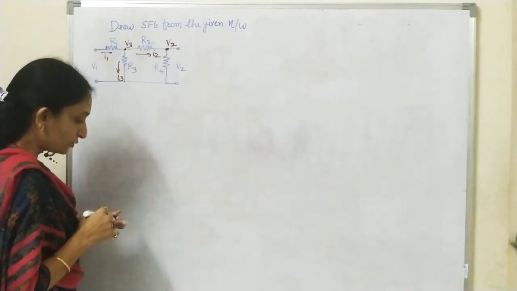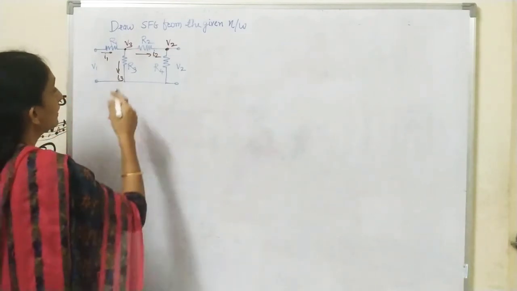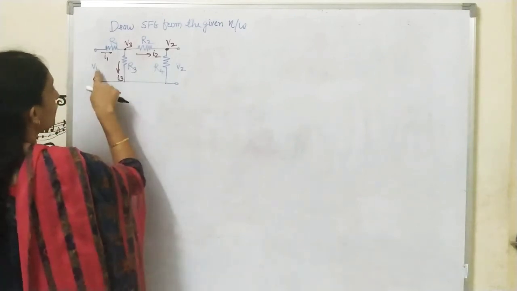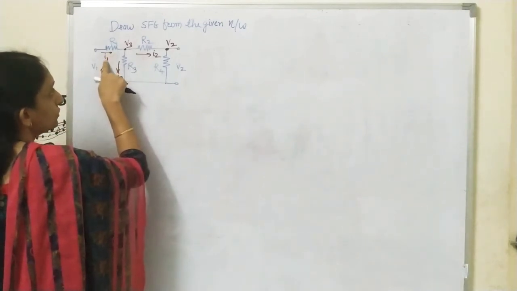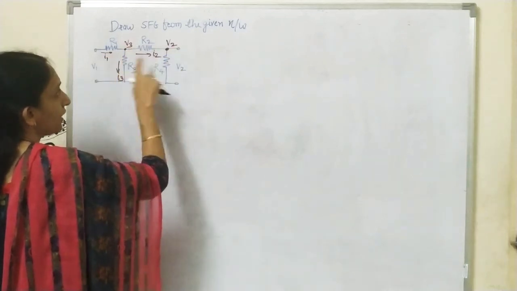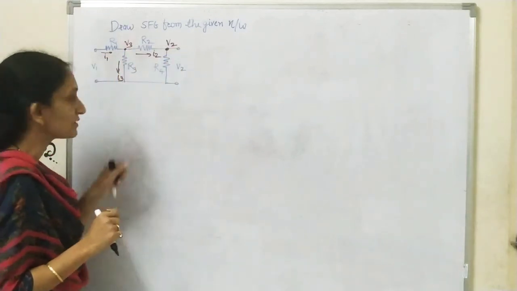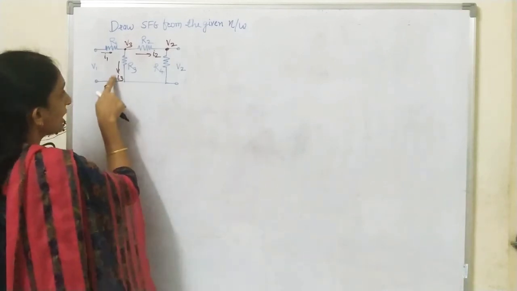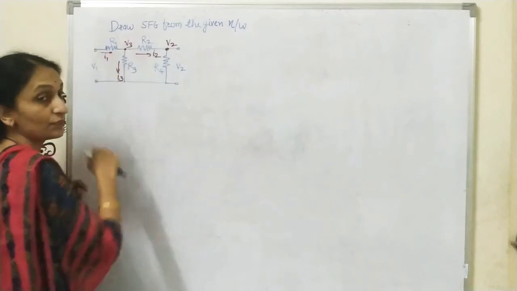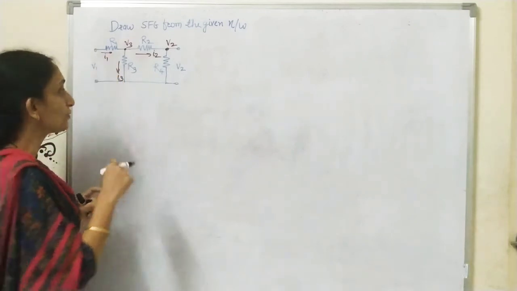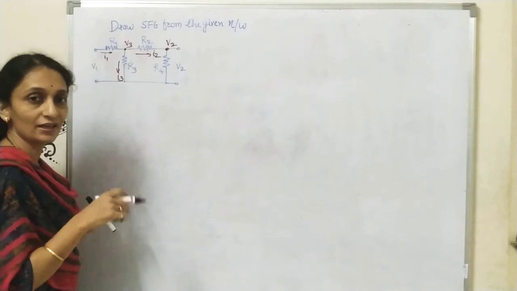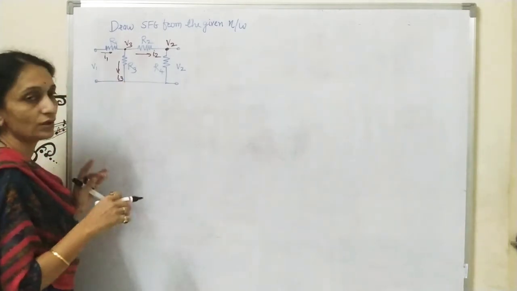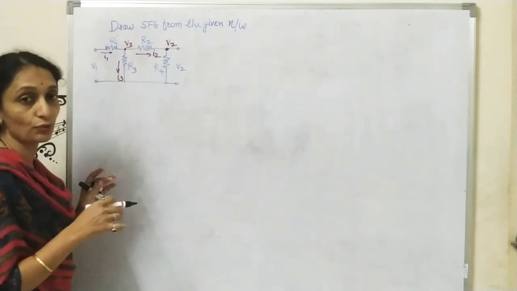Now we need to find the equations in terms of these variables. So how many variables are there? 1, 2, 3, 4, 5. Five variables are there. I have not considered I3 as a separate variable because I know that I3 is equal to I1 minus I2. So no need to consider I3; instead of I3 I can write I1 minus I2. Our aim is to draw the SFG with a smaller number of variables.